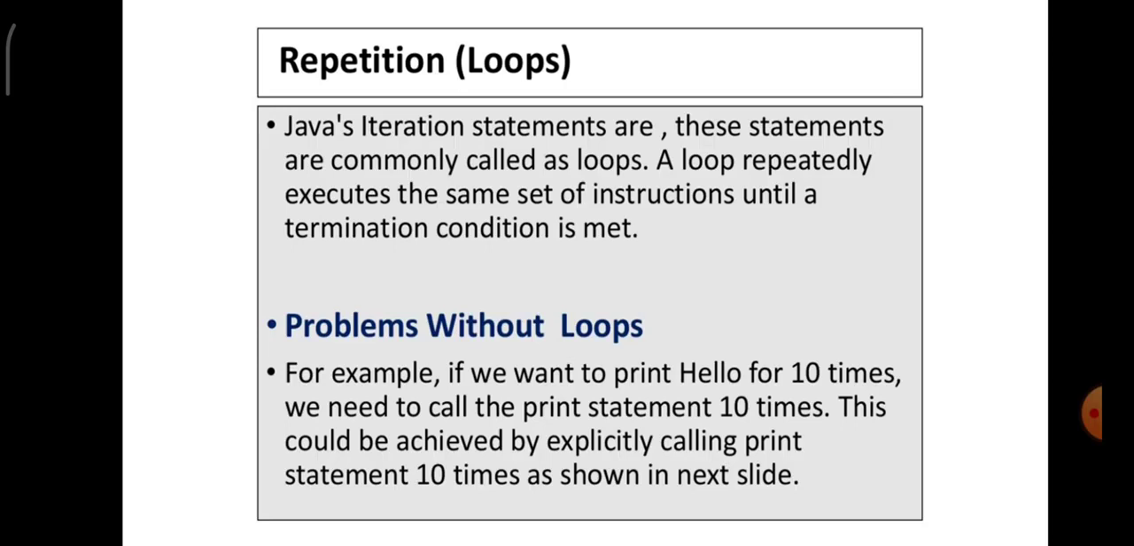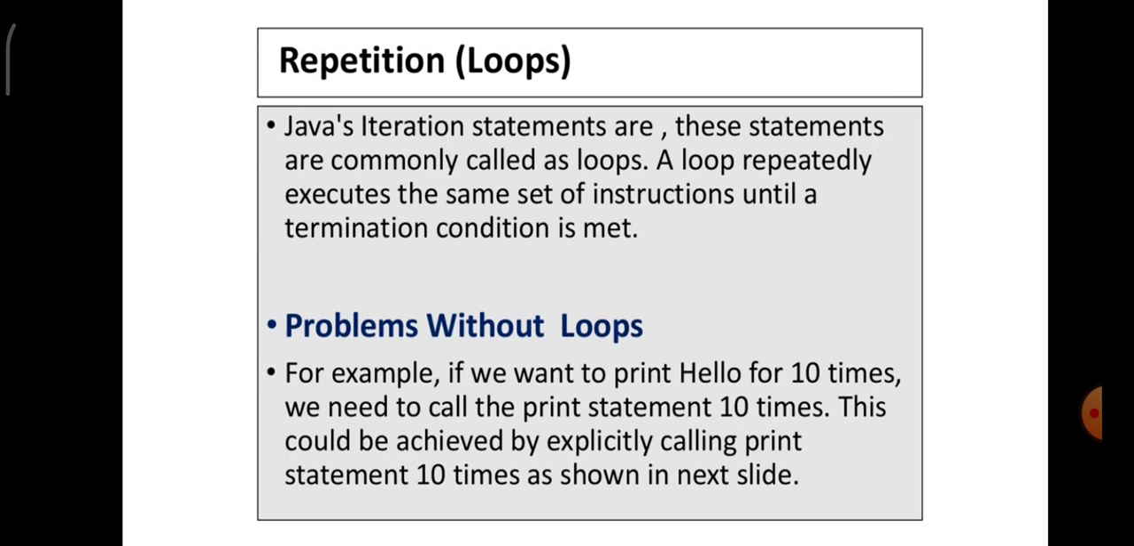Now repetition or loops. Java iteration statements are these statements. These statements are commonly called loops. A loop repeatedly executes the same set of instructions until a termination condition is met. For example, if you are going to print numbers 1 to 10, you will look for a condition: if i is less than or equal to 10, and then you increment the value of i. When this is done, the numbers 1 to 10 will be printed easily, looking for a condition that it should not exceed 10.